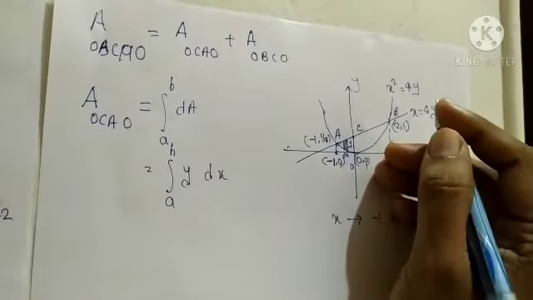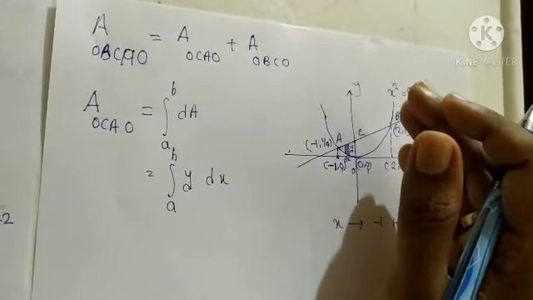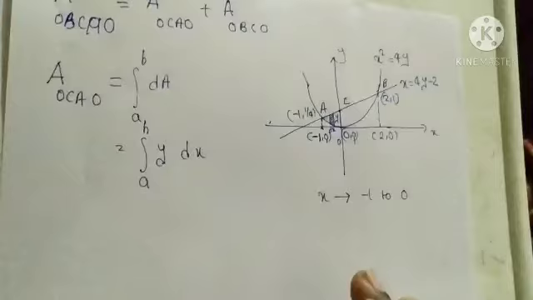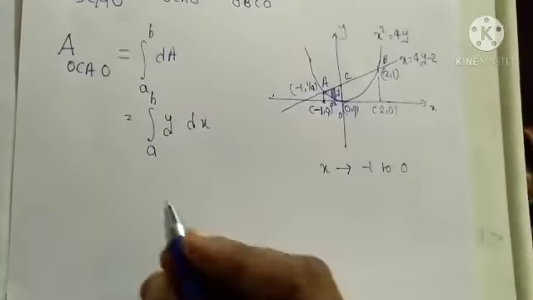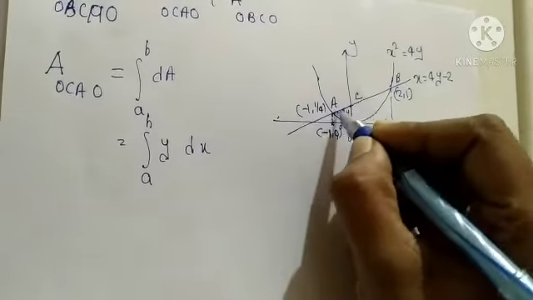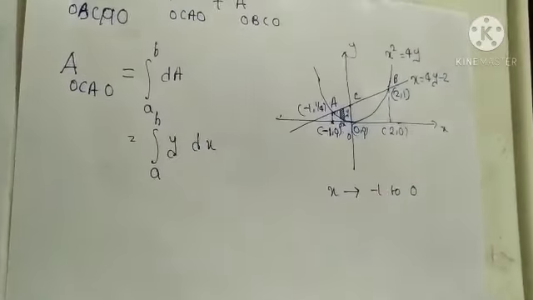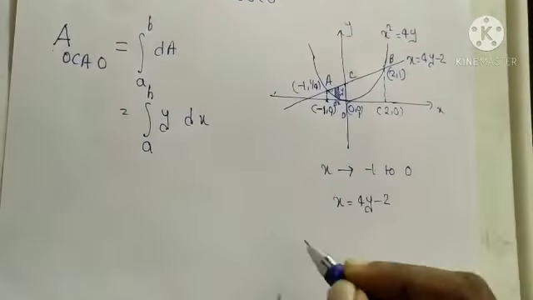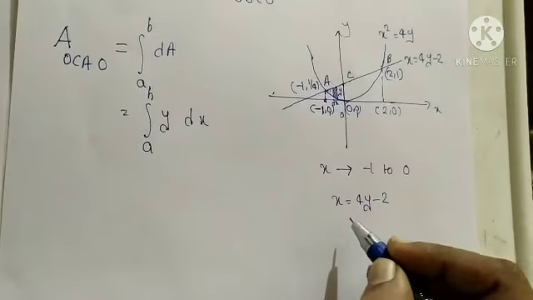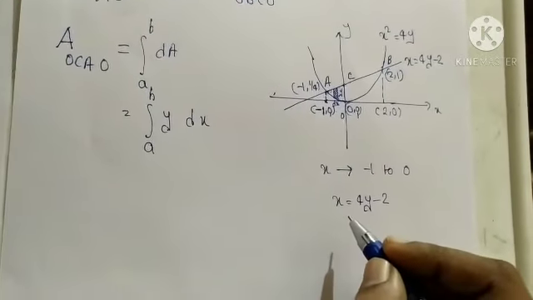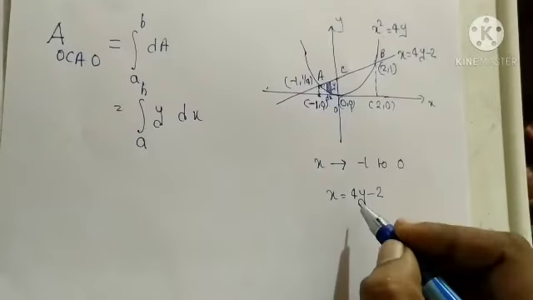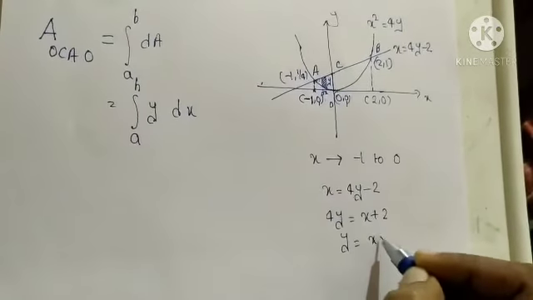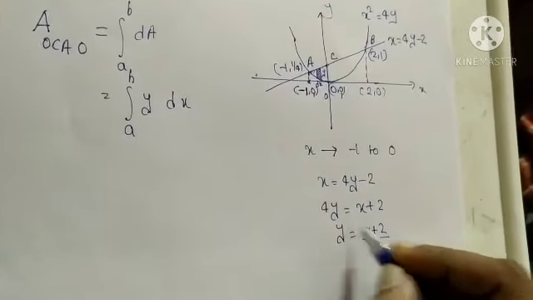And next we need to subtract: uppermost curve minus lowermost curve will lead to the final function. Okay. So here uppermost curve is our straight line, x equal to 4y minus 2. From this we can change this form into y as a function of x. From this we get 4y equal to x plus 2, or y equal to (x plus 2) by 4.